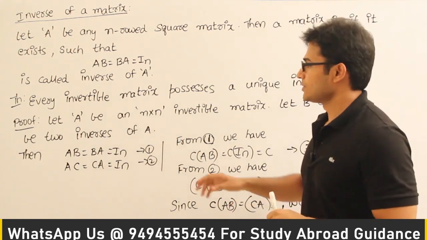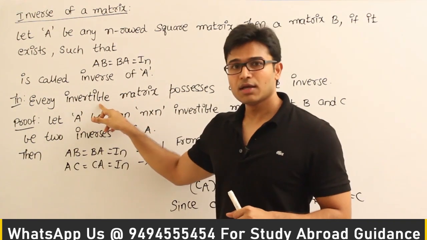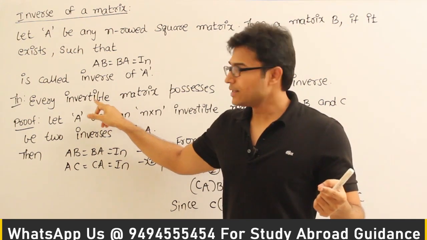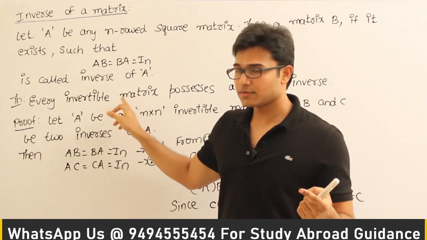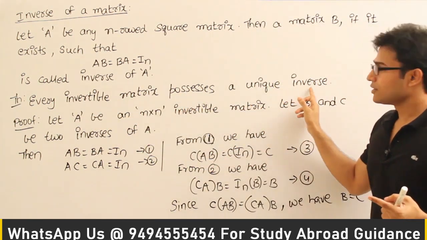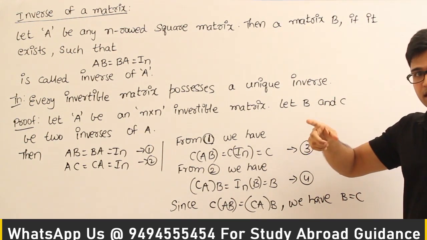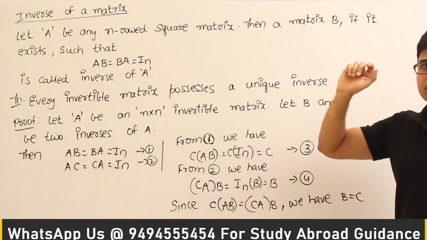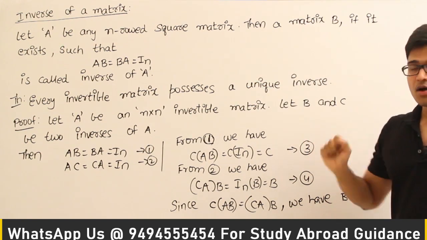So see this, every invertible matrix. Why this statement, invertible? Because not every matrix is invertible, right? Invertible matrix means there exists an inverse for this matrix. Every invertible matrix possesses a unique inverse, right? So what does it mean? If you have a matrix and you can find the inverse of it, then there will be no other inverse for that. Only that particular inverse will be there, which means it will always be unique. How can we prove that?